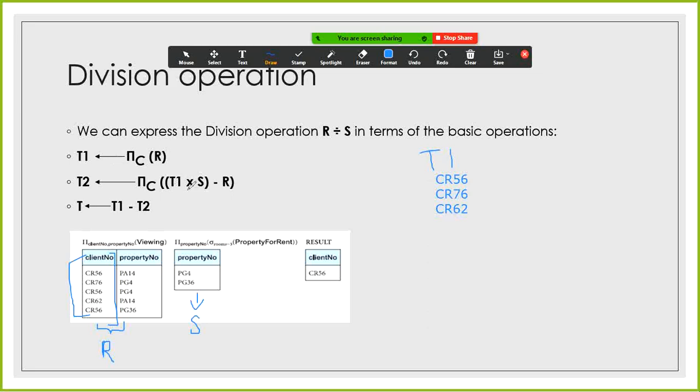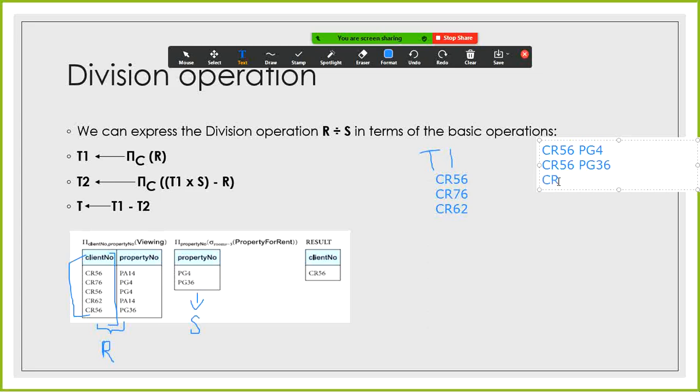Next we have to multiply this T1 with S. So we have to take a Cartesian product of T1 and S. This is our S table and this is our T1. We know that in Cartesian product we multiply each row of first table with every row of second table. So let's do it. First I am multiplying CR56 with PG4 and PG36. CR56 with PG4, CR56 with PG36. Next we will take this value from T1 and multiply it with both PG4 and PG36.